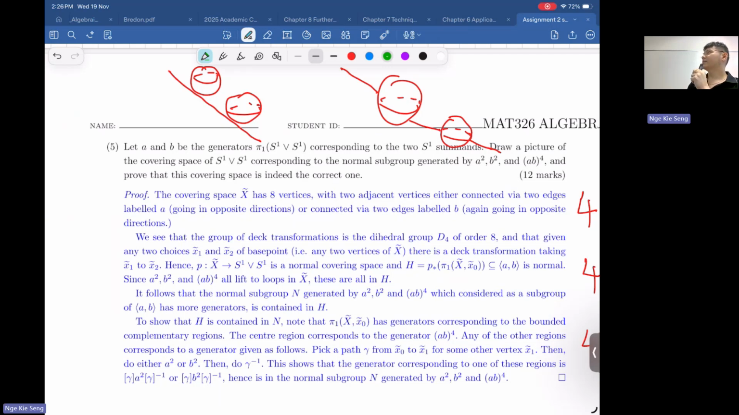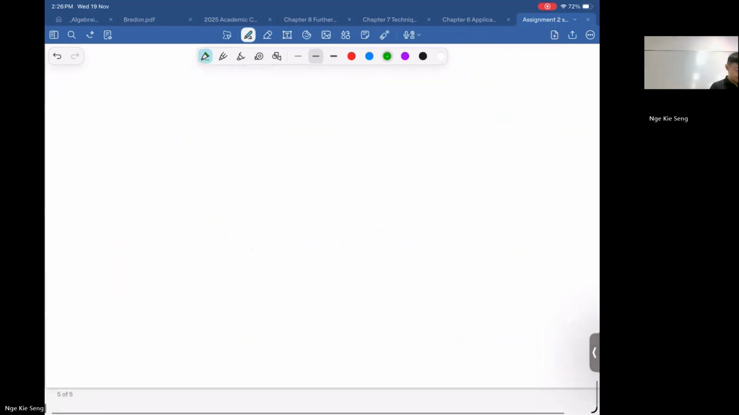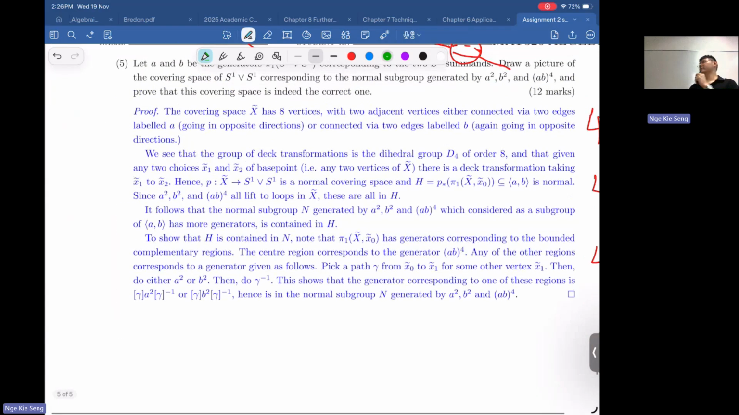So what does this mean? This means that once you get this picture, where is it? Oh, I didn't draw this picture. Maybe let's borrow some picture here. Okay, so if you have this picture here, how many bounded complementary regions are there? There's like 1, 2, 3, 4, 5, 6, 7, 8, 9, 9 like that. And then you argue that they are conjugate to some generator.